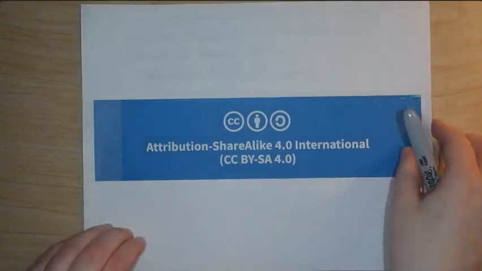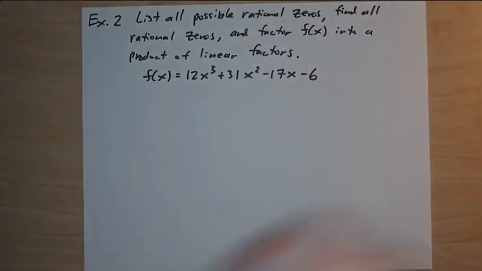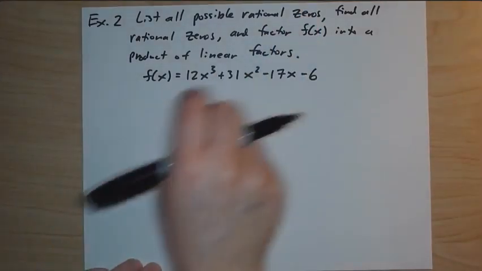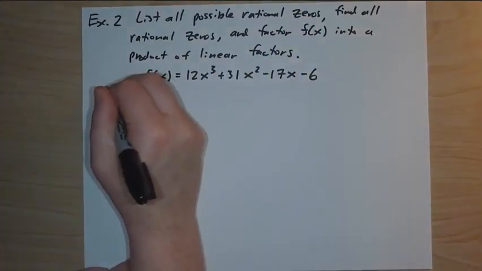This is Lab 24, Example 2. You want to list all possible rational zeros, find all rational zeros, and factor f of x into a product of linear factors. We have f of x is equal to 12x to the third power plus 31x squared minus 17x minus 6. So the first thing we're going to do is list all possible rational zeros.